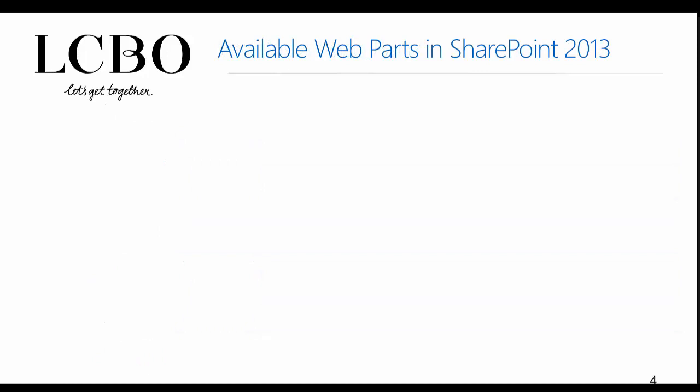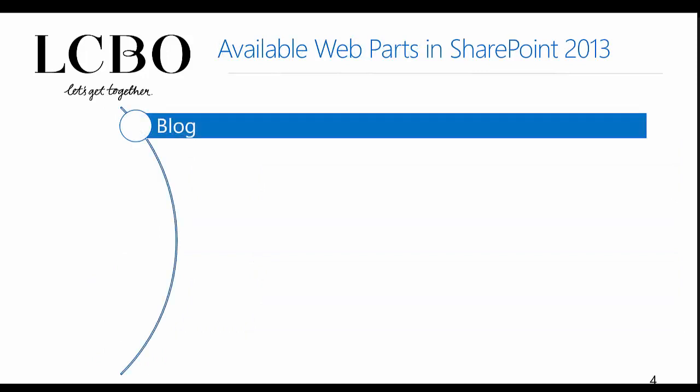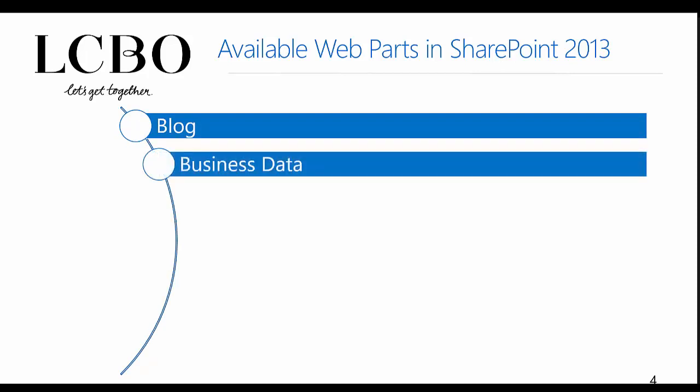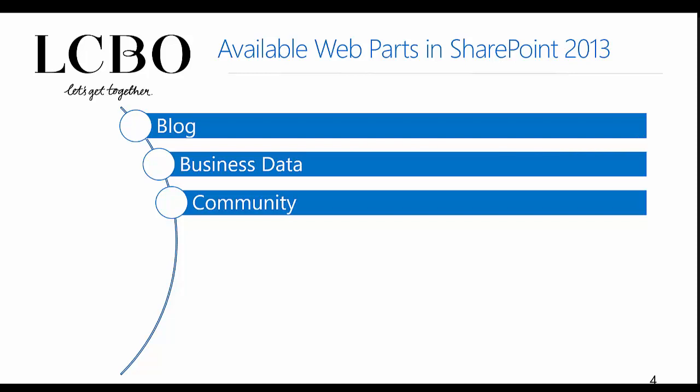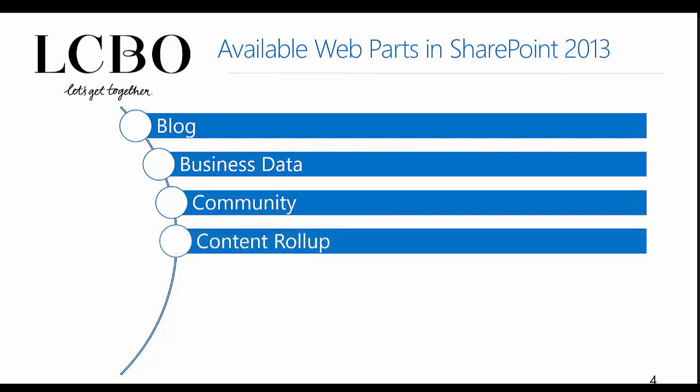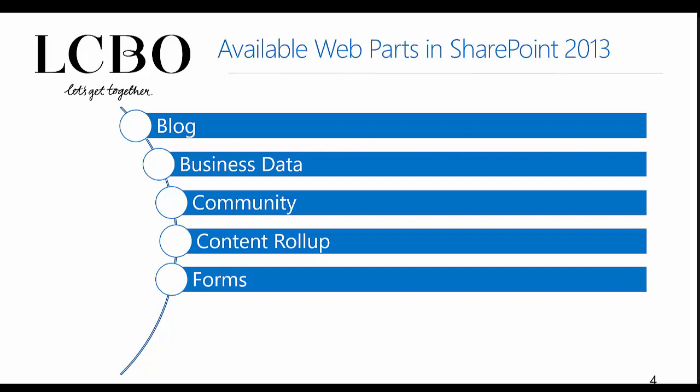Available web parts in SharePoint 2013 are blog. This includes blog articles, blog notifications, and blog tools. Business data. This includes Excel web access, Visio web access, and a status list. Community. This includes about this community, join, my membership, tools, and what's happening. Content roll-up web parts include categories, project summary, relevant documents, and timeline. Form web parts include an HTML form web part and an InfoPath form web part.